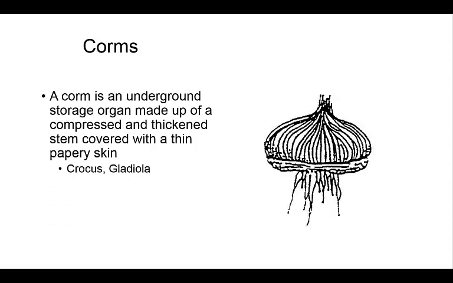So some examples of this are crocus and gladiola. These look a little bit more woody. They're usually very hard, and they're hard to cut into, whereas bulbs, if you're familiar with an onion, are pretty easy to cut into. They're much softer.